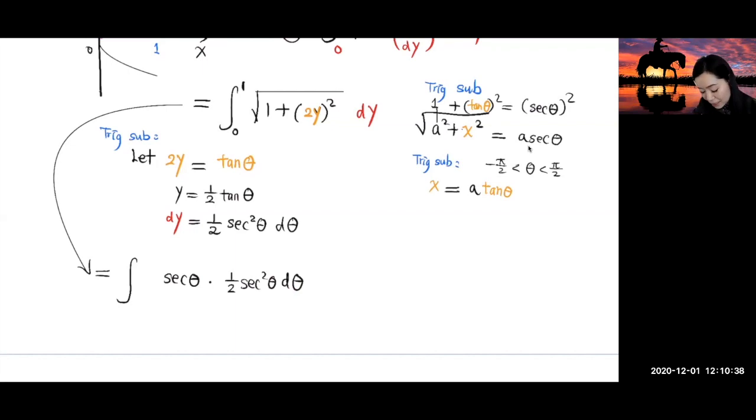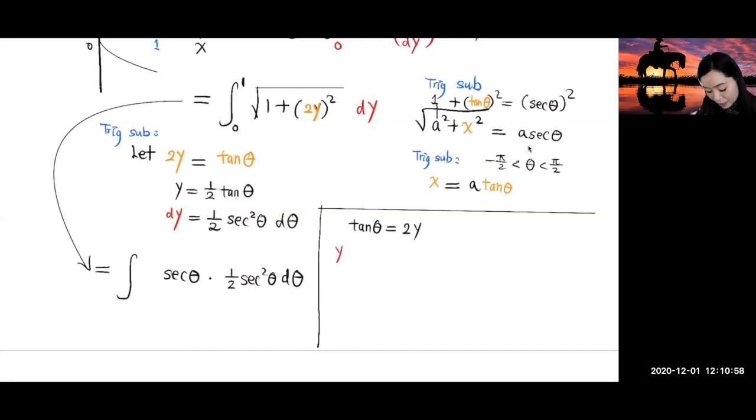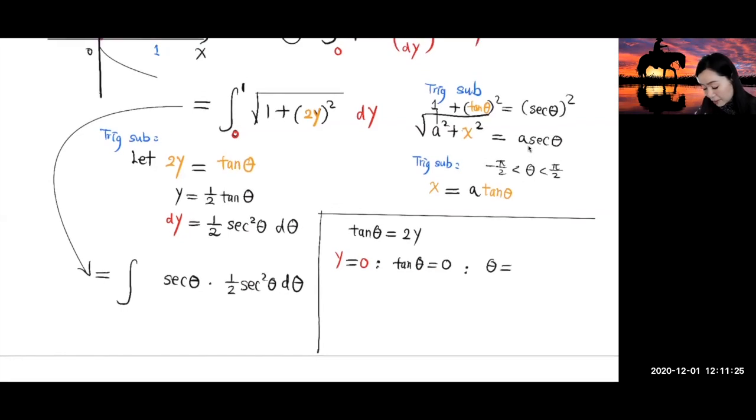Tangent theta is equal to 2y. So when y is equal to the lower limit 0, tangent theta will be equal to 0. Remember theta is between negative pi/2 and pi/2. So what does theta equal? Theta will be equal to 0. Okay, theta equal to 0, the lower limit.